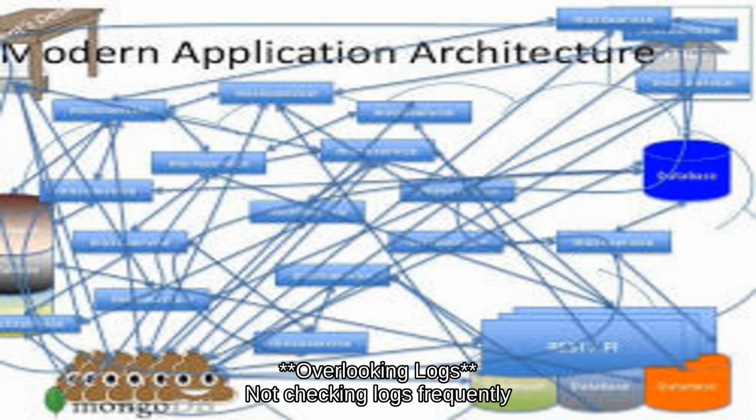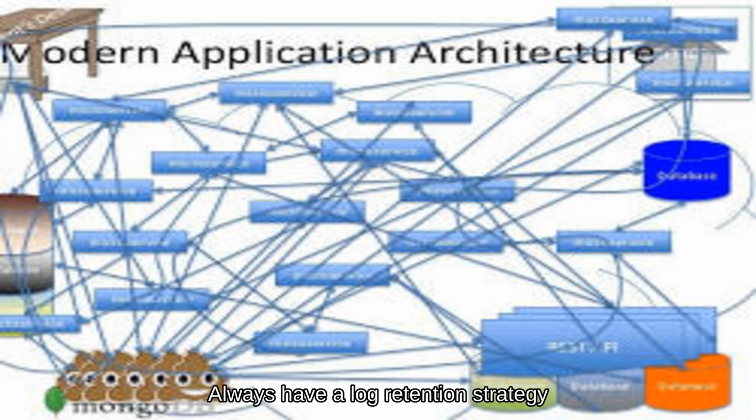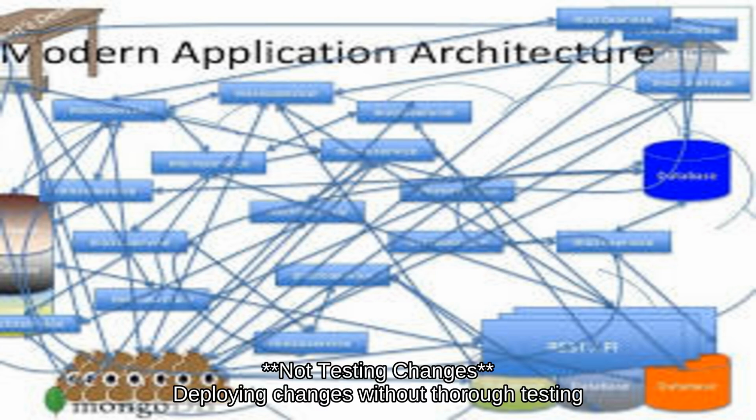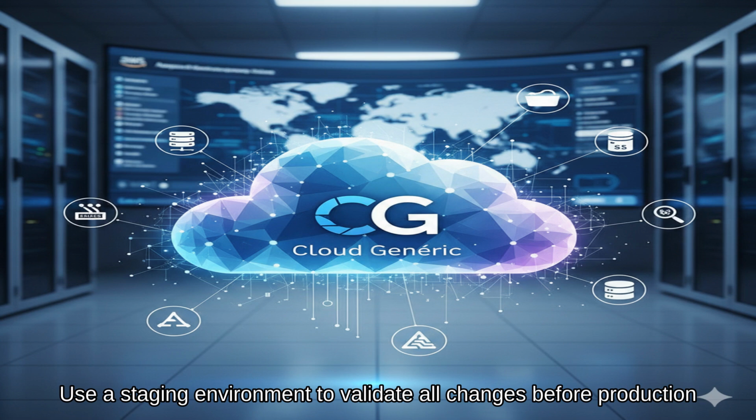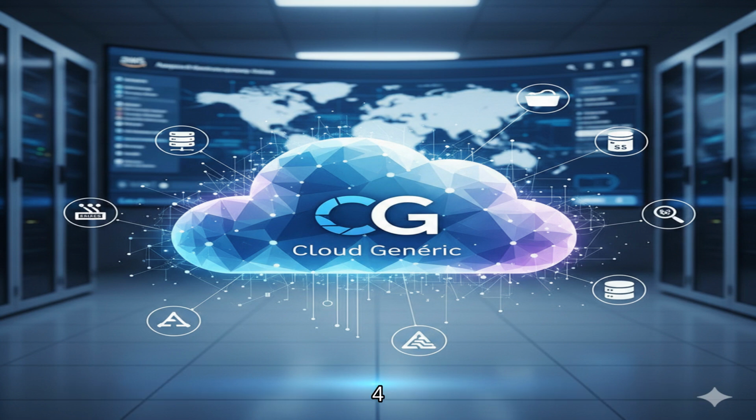2. Overlooking logs. Not checking logs frequently. Always have a log retention strategy. Set up alerts for specific error patterns. 3. Not testing changes. Deploying changes without thorough testing. Use the staging environment to validate all changes before production.